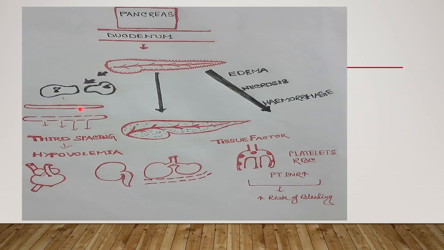intact blood vessels, but due to the presence of cytokines, interleukin 1, interleukin 6 and TNF alpha, these cytokines make the blood vessels permeable. And when the permeability of the blood vessels increases, what happens? Fluid moves out from the vascular spaces to the interstitial spaces. This is called third spacing.